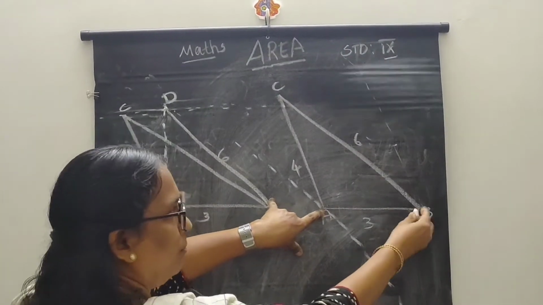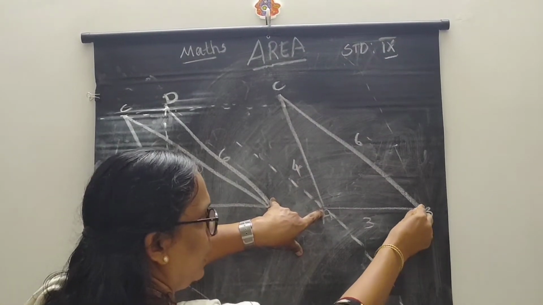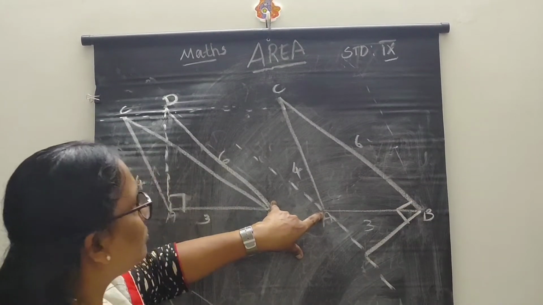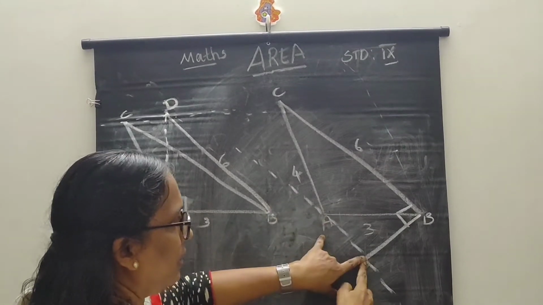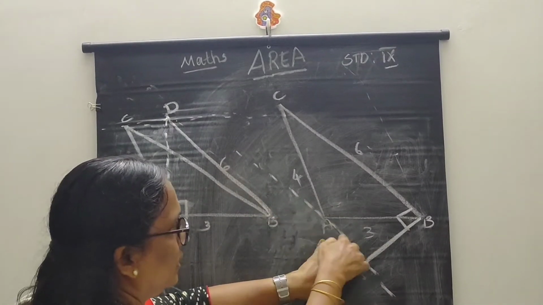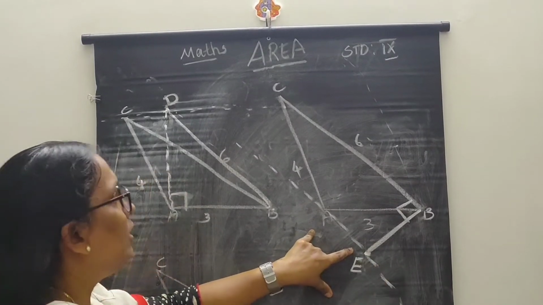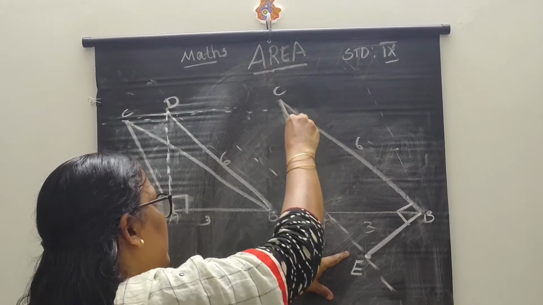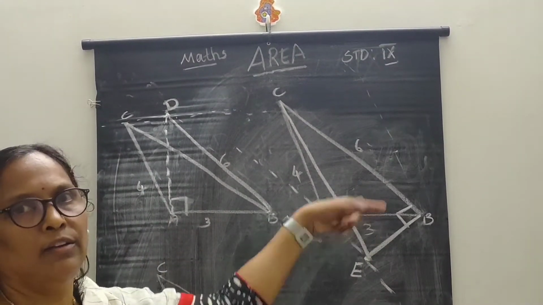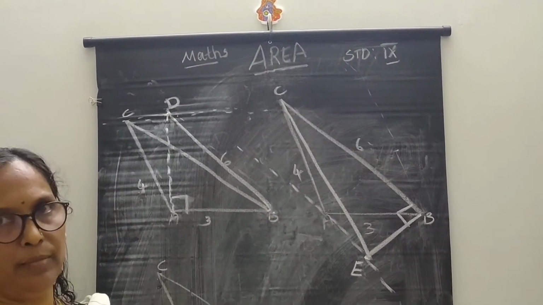So at the point B or C, anywhere we can draw. I am drawing a line making 90 degrees here. Now it is a perpendicular line and it intersects the parallel line here. So we can mark the third vertex as E. Now the triangle is BCE. BCE is the new right triangle with the same area as triangle ABC.